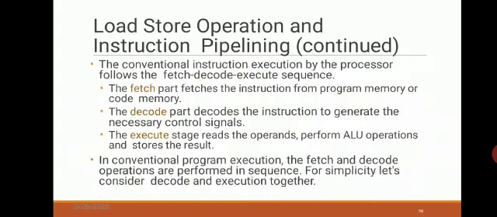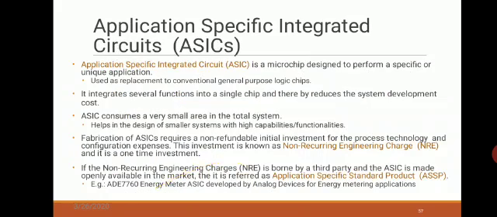So what is the meaning of this? Initially, when you want to fabricate any ASIC device, you need an initial investment for the process technology and its expenses for the configuration. This investment is what we call the non-recurring engineering charge, that is NRE charge or NRE cost, and it is a one time investment. So initially itself for the fabrication of these ASIC devices, we need an initial investment.